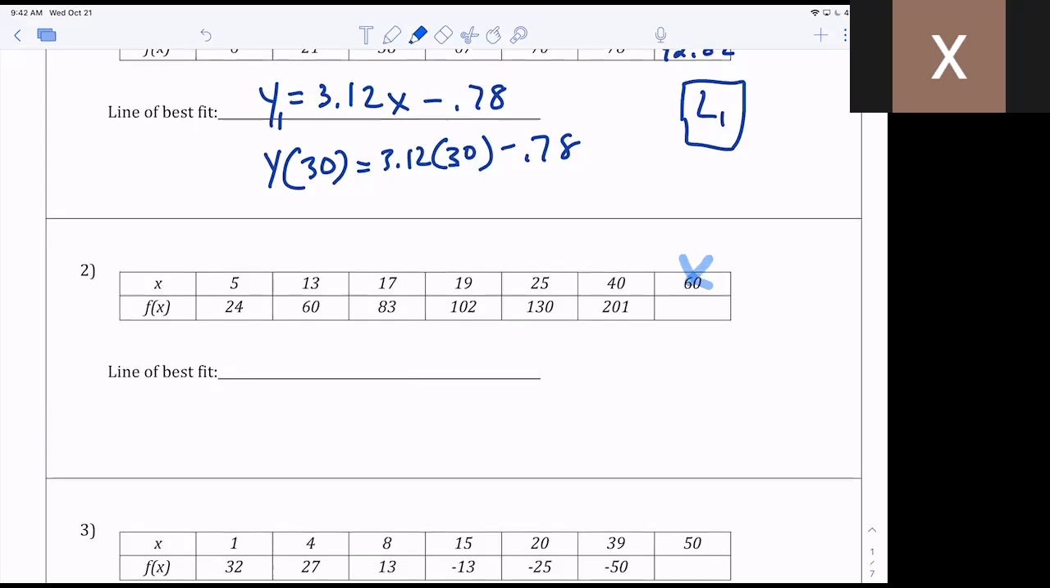How do you remove the last number? Delete, DEL. There's a DEL button on your calculator.